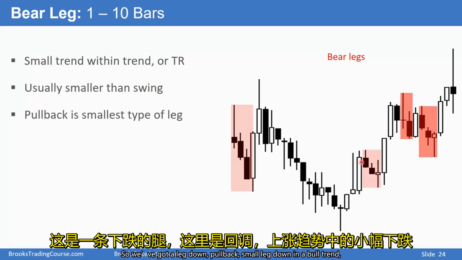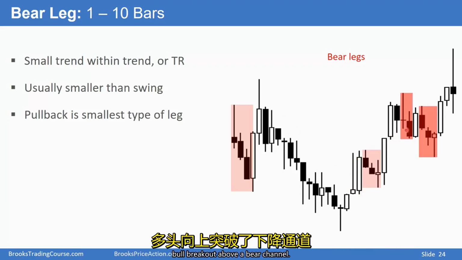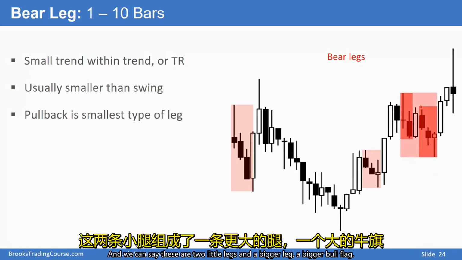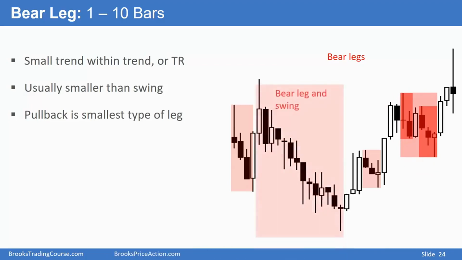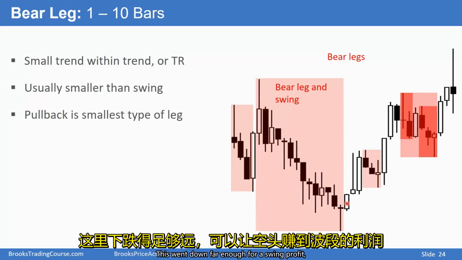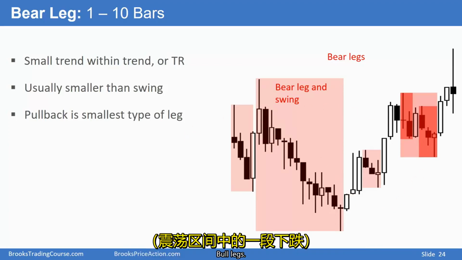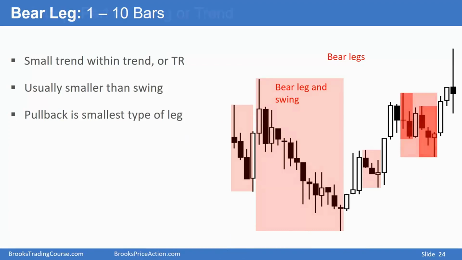So we're going to leg down, pullback, small leg down in a bull trend, bull breakout above a bear channel. Little leg down, little leg up, little leg down. And you can say these are two little legs and a bigger leg, a bigger bull flag. This went down far enough for a swing profit, so you can call it a swing down, or you could simply say a leg down in what appears to be a developing trading range.